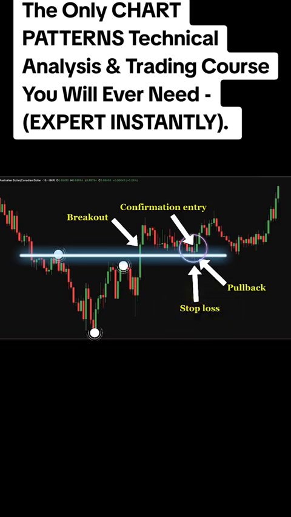Stop loss just below the neckline or below the right shoulder. Target the height from head to neckline projected upward from the breakout point. Now let's move on to another powerful chart pattern, triangle patterns.